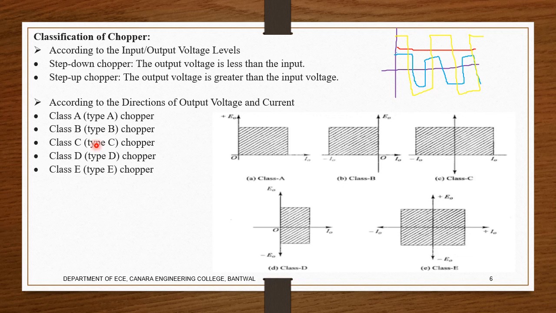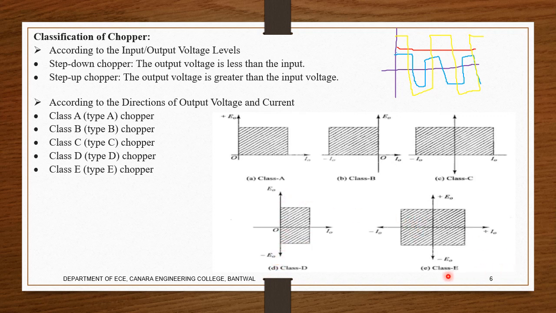And also we can classify them as per the direction of the output voltage and the current. Class A, which we call type A, is where the current and voltage are both positive. Next is type B, where voltage is positive and current is negative. In type C, you can see the current varying from negative I to positive I, and the voltage is positive. In class D, or type D, the current is constant, but the output voltage is varying from minus E0 to plus E0.